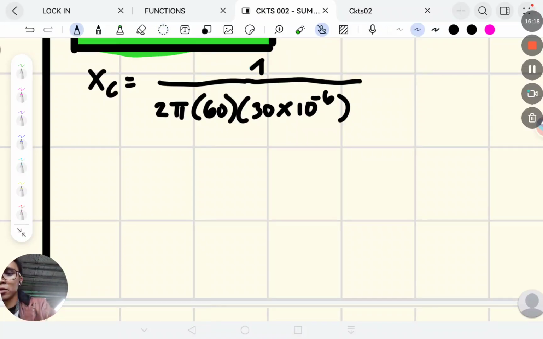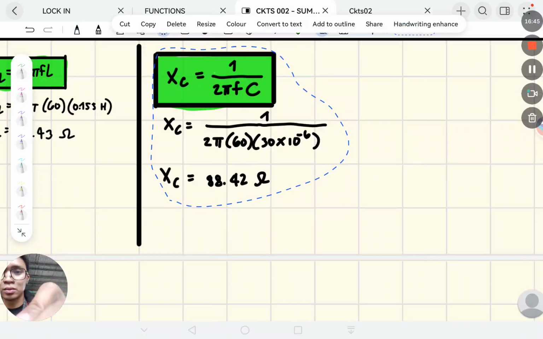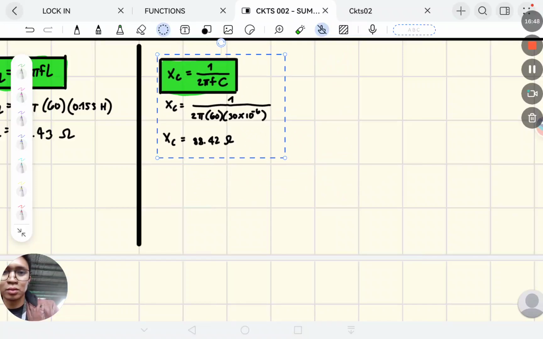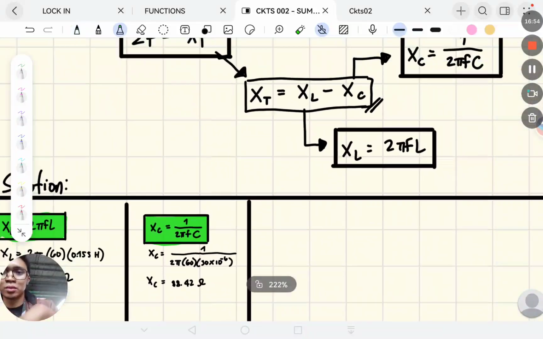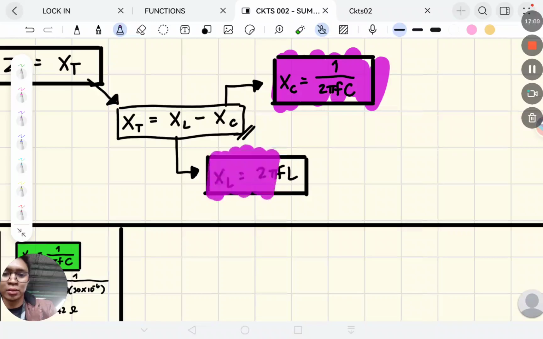So what's our capacitance? 1 over 2 shift by 60, 30 times 10 raised to negative 6. Answer is 88.42 ohms. Okay na tayo dito. Okay na rin tayo dito.